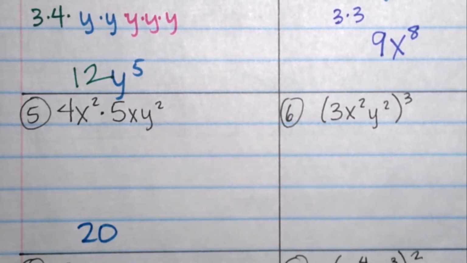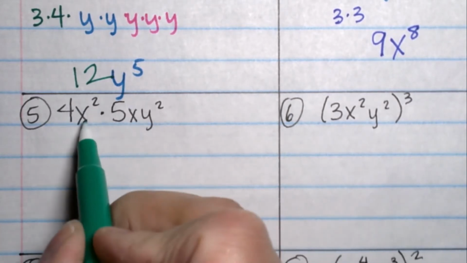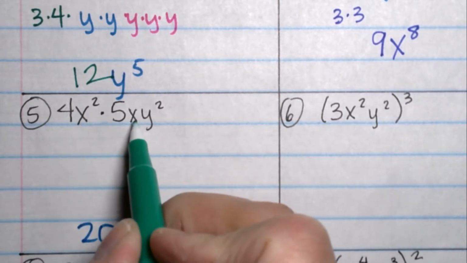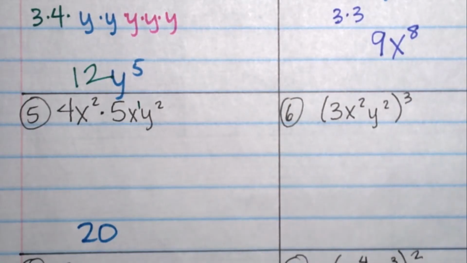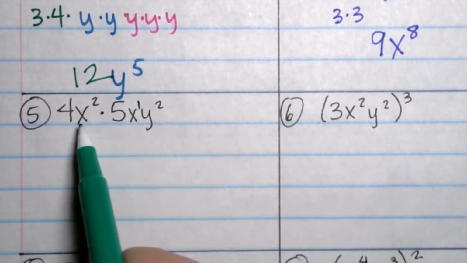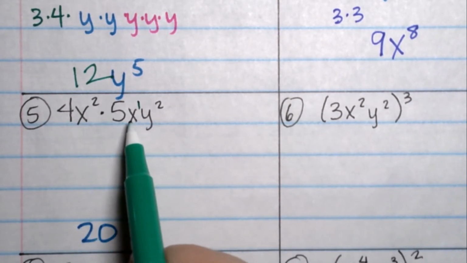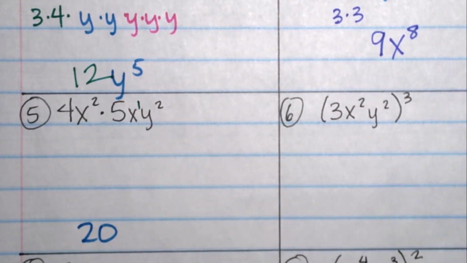Then we look at the x's. I have an x squared here and 1x there. If you don't see an exponent, the thing is still there, so the exponent is 1. So there's 2 x's, x times another x. That makes 3 x's, so this is x cubed. Now we look at the y's.